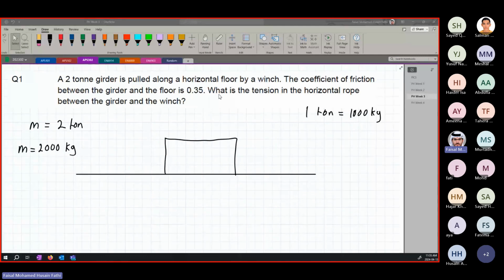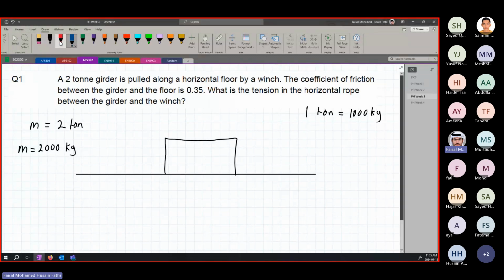All right? By a winch. So we know that this grinder is being pulled. So let's assume that it is being pulled in this direction to the right.